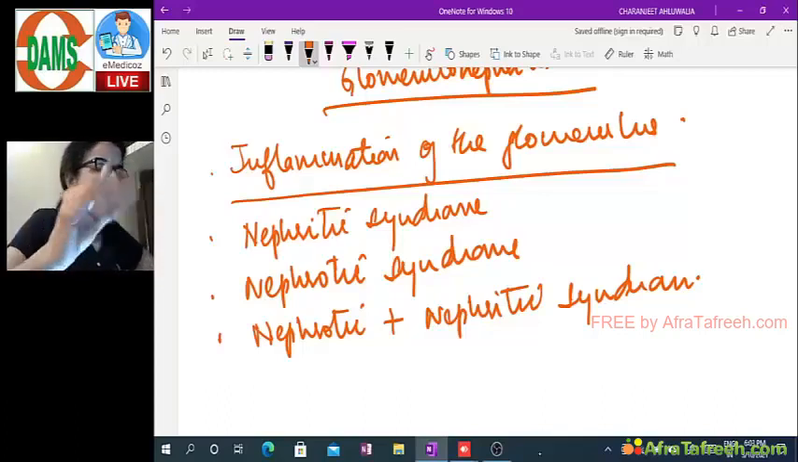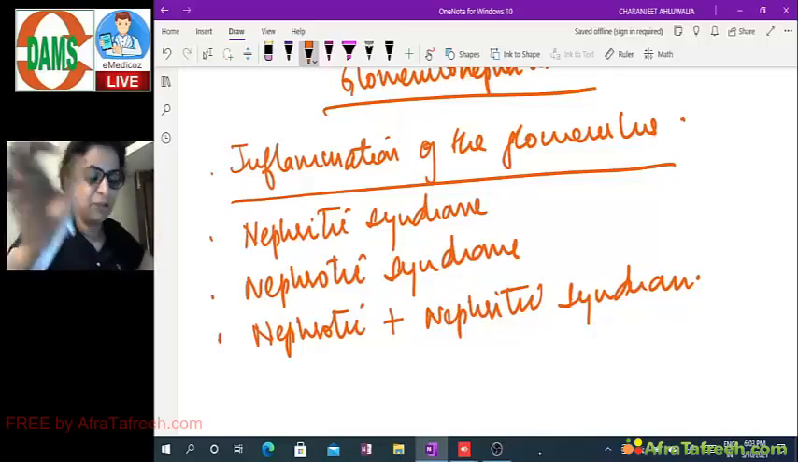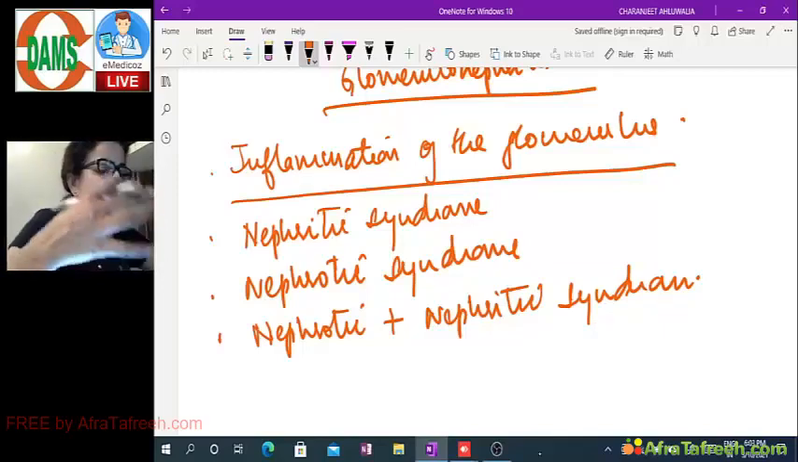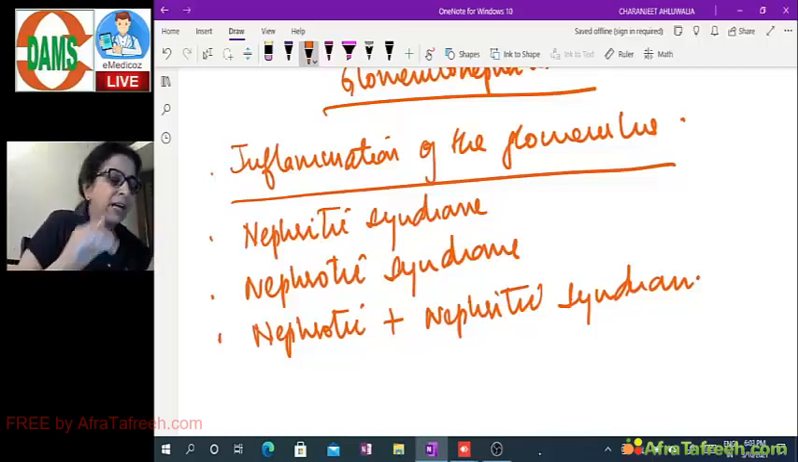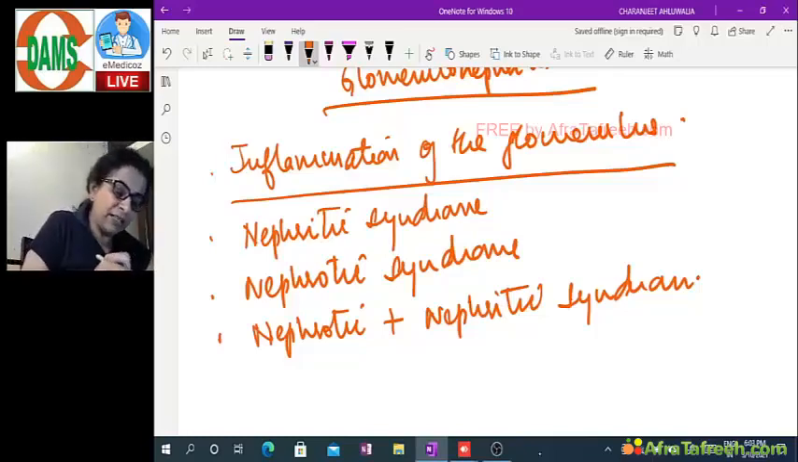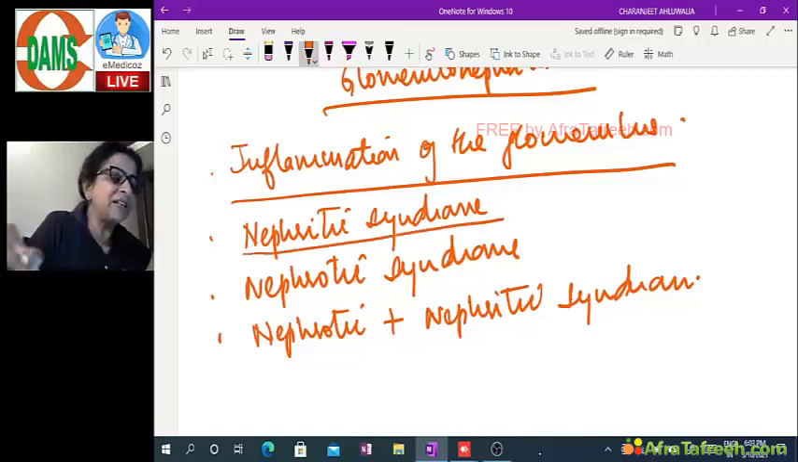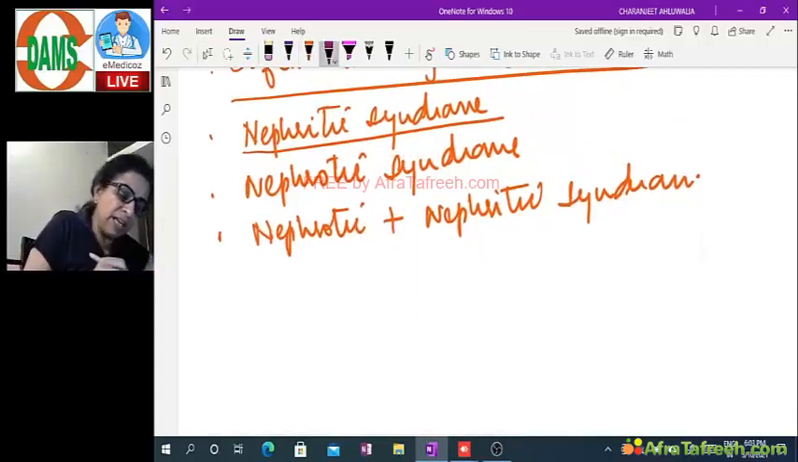How will a glomerulonephritis patient present? With nephritic syndrome, or with nephrotic syndrome, or the picture will be a combination of both. So that is glomerulonephritis. Now let us see the names of glomerulonephritis that present with nephritic syndrome and those that present with nephrotic syndrome. Let us first see nephritic syndrome.